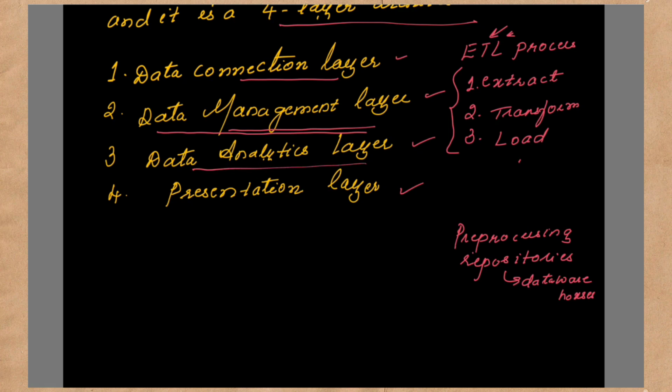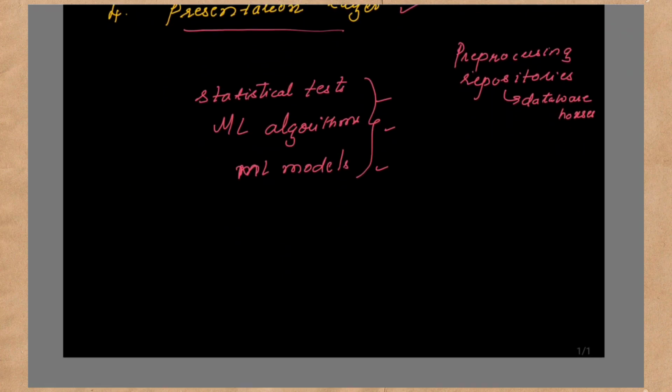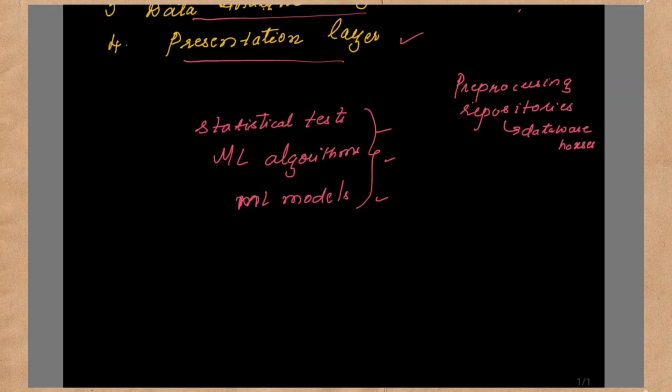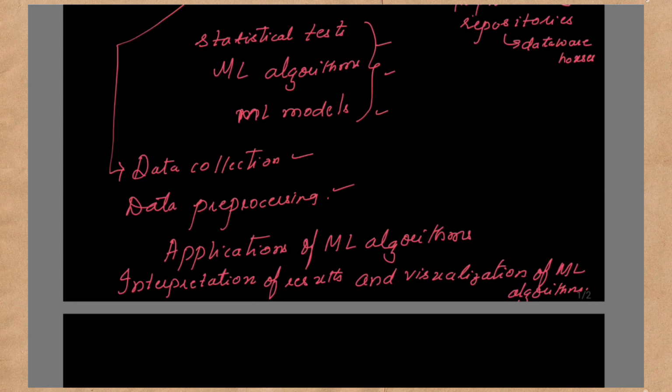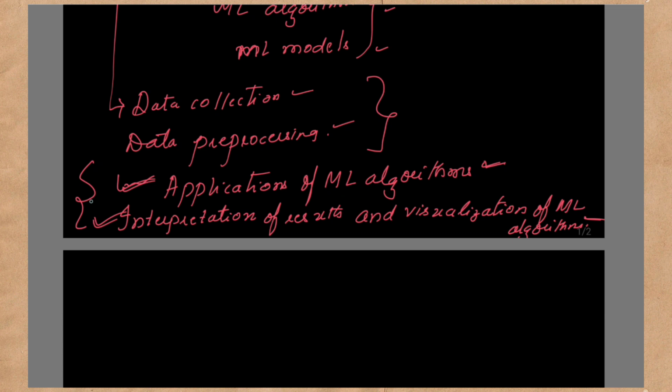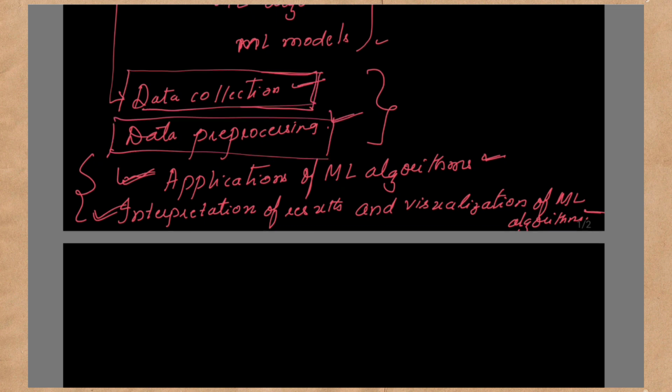Data analytic layer is the third one here. In this, it has got functionalities like statistical test, machine learning algorithms and construction of machine learning models. And the fourth layer is the presentation layer. So the presentation layer actually consists of the following steps: the data collection, data pre-processing, applications of the machine learning algorithms and interpretation of results and visualization of the machine learning algorithms. These two steps you will be seeing later. So here in this session you will be knowing completely about the theoretical aspect of the data collection.